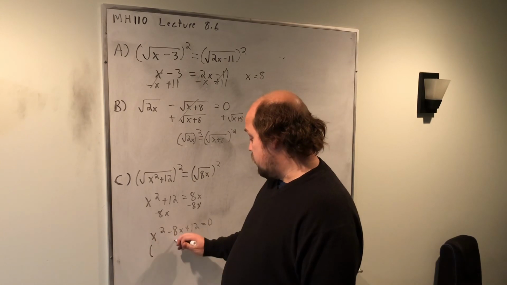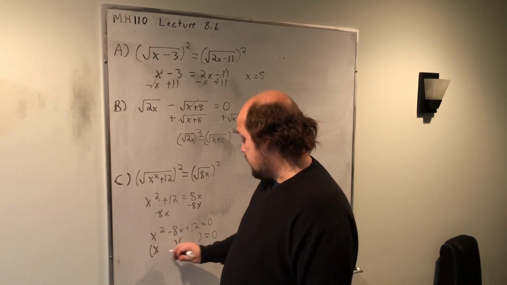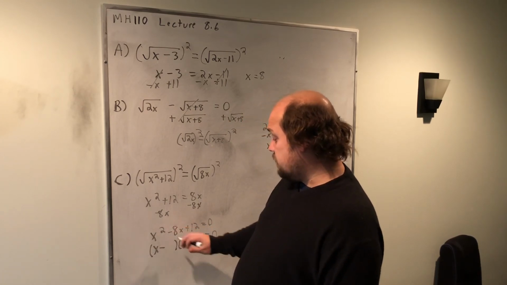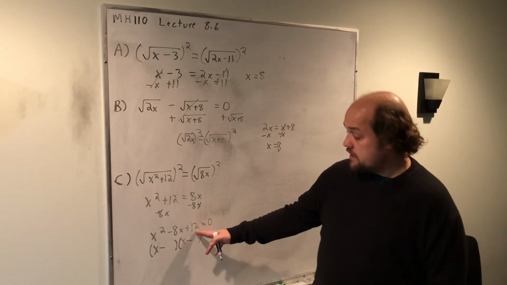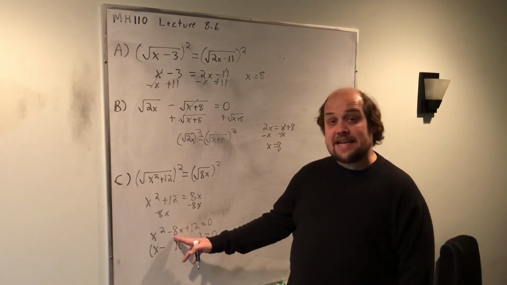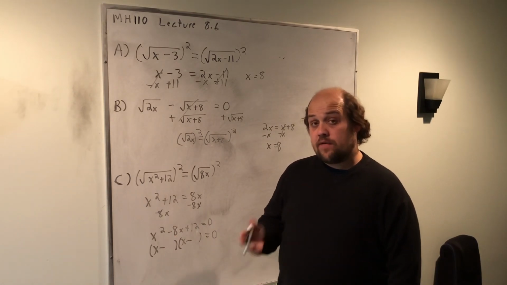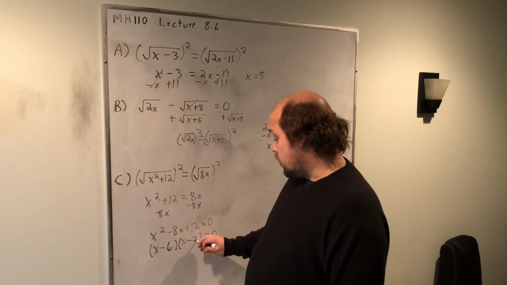If I make my two parentheses, x and x, bring down the negative sign. Positive means same as a negative is another negative. I'm looking for two things that multiply to 12 and add to 8. That would be 6 and 2. 6 times 2 is 12. 6 plus 2 is 8. So I put the larger one here, the smaller one here.